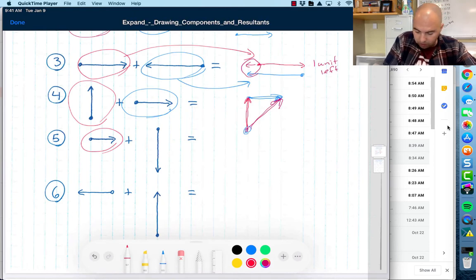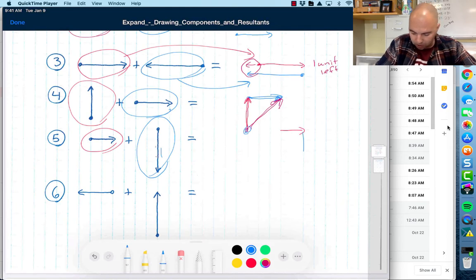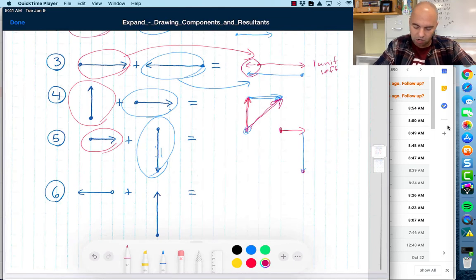Let's go over here, 2 to the right. And my second component is going to be this one, which is 1, 2, 3, 4 down. So 1, 2, 3, 4. So my resultant is going to be the combination of those two. So if I start here, I finish here, that is my resultant.